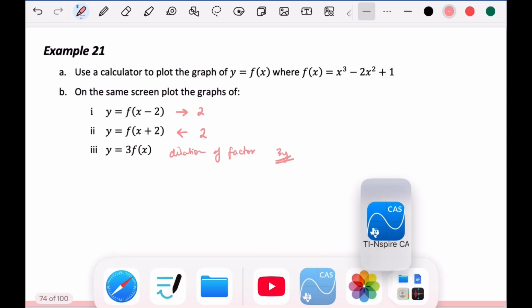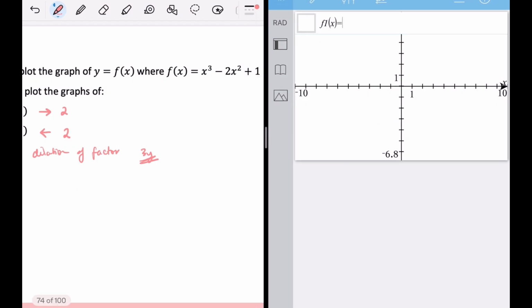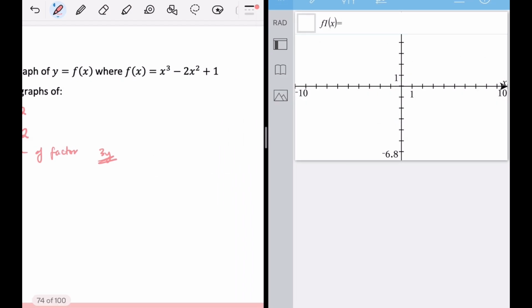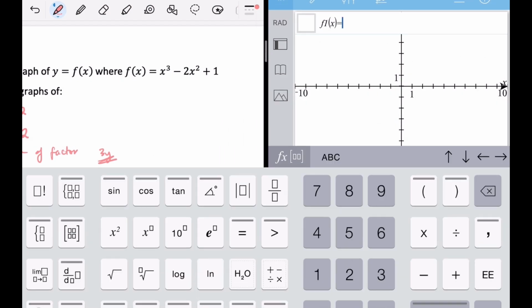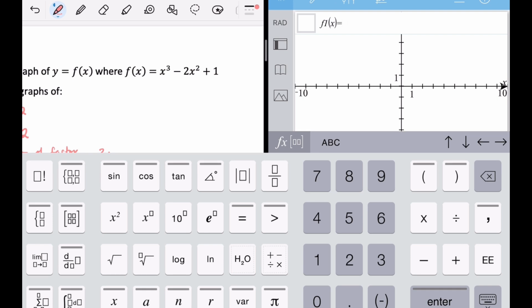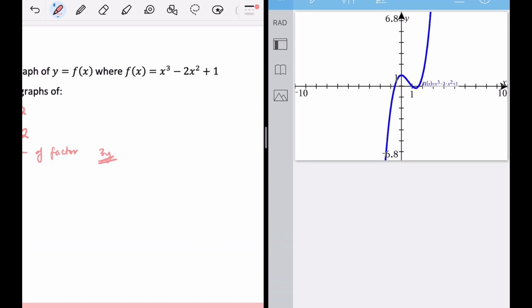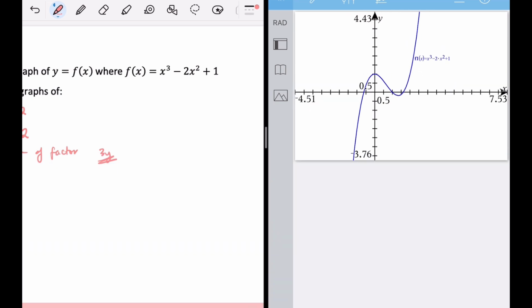So my CAS looks slightly different to yours on the iPad, but it'll be the same idea. I've just got a page open here with the graph page. If you need to pause, go ahead. Otherwise, feel free to just follow along. So I'm going to type in the first equation, which is just x cubed minus 2x squared plus 1. Press enter, and you can see that this is the cubic that has popped up.